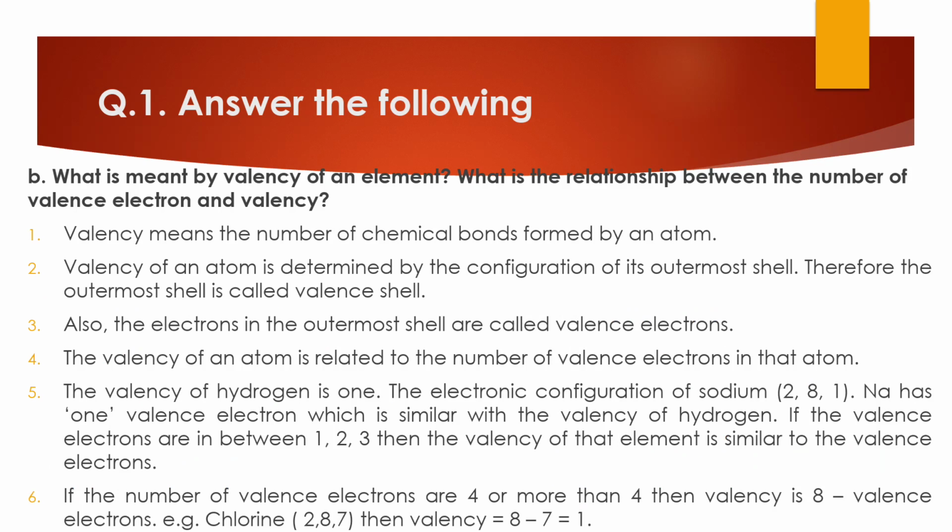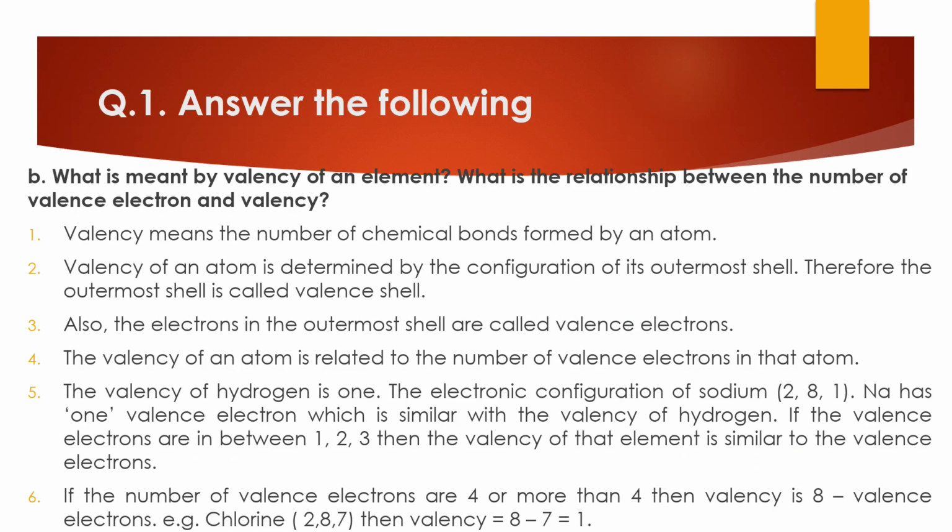Suppose in the case of sodium, the electronic configuration is 2, 8, 1. So in the last orbit, how many electrons are there? 1. So 1 is the valence electron of that atom. Now these electrons in the outermost shell are called the valence electrons, and the valency of an atom is related to the number of valence electrons of that atom.